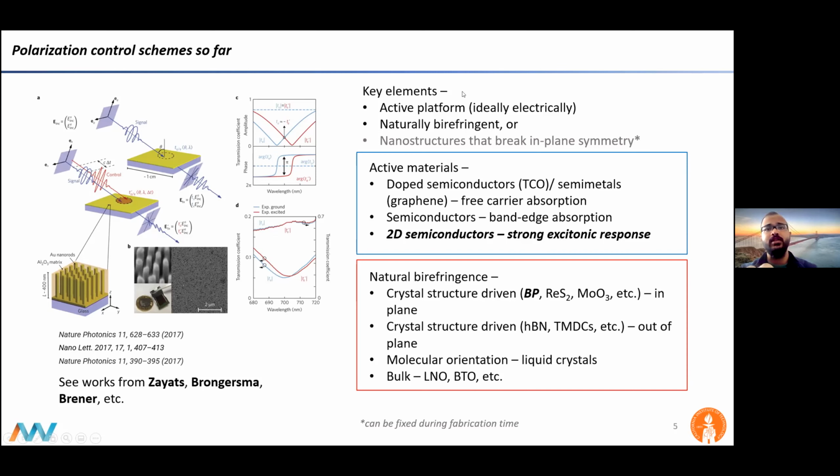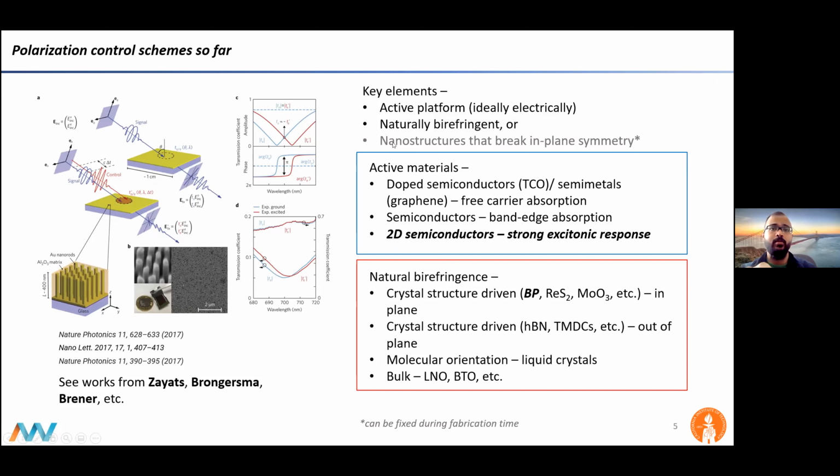So if we take the key ideas from these works and map them onto our goals, we want an active platform, ideally electrically, so that we can control the properties. And we want something that's naturally birefringent or nanostructures that break in-plane symmetry.